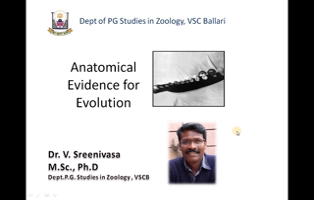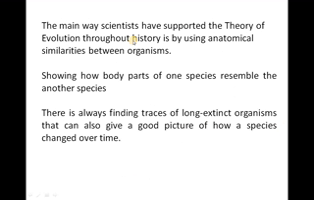Today I am going to discuss anatomical evidences for organic evolution. The main way scientists have supported the theory of evolution throughout history is by using anatomical similarities between organisms, showing how body parts of one species resemble those of another species. This is very interesting during the study of evolution. There is also the finding of traces of long extinct organisms, which can give a good picture of how a species changed over time.